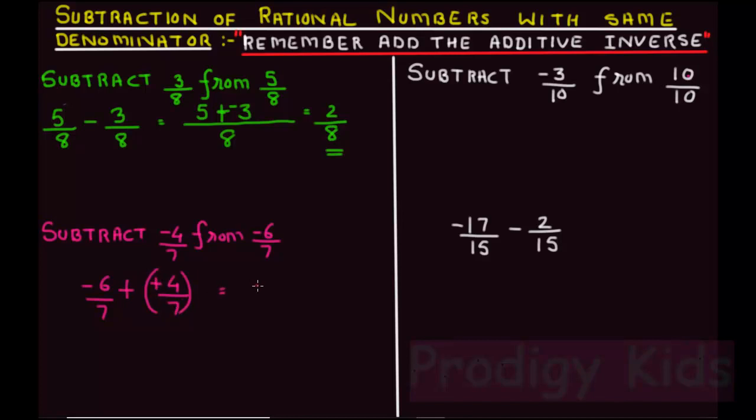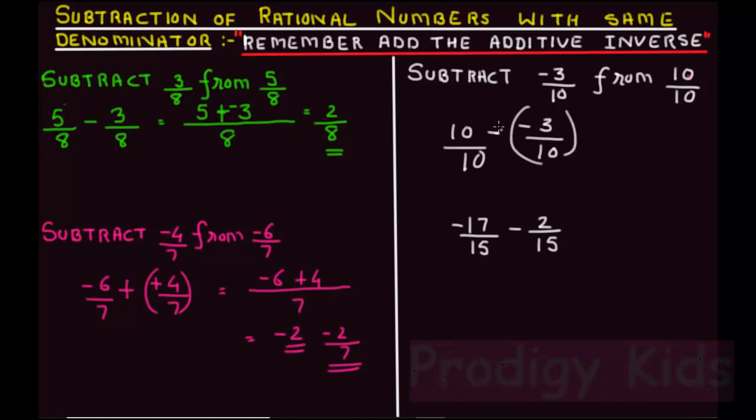How much do you get? You get here, the denominator remains the same. Negative 6 added to 4, you get negative 2. So the answer is negative 2 by 7. Now let's look at the third one. The third one is asking us to subtract negative 3 by 10 from 10 by 10.